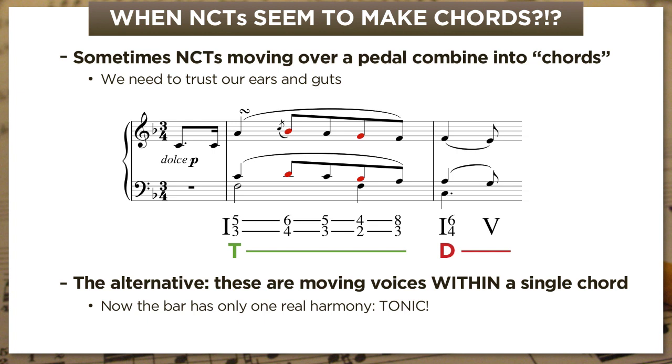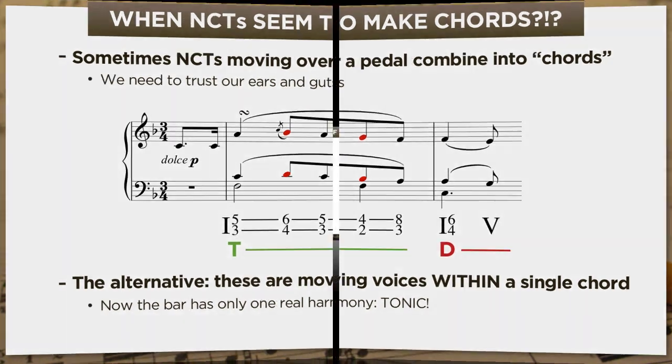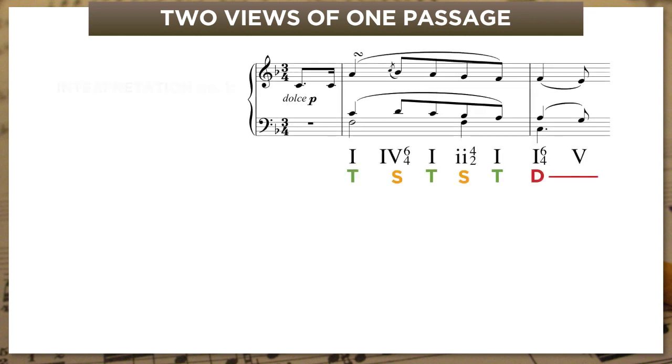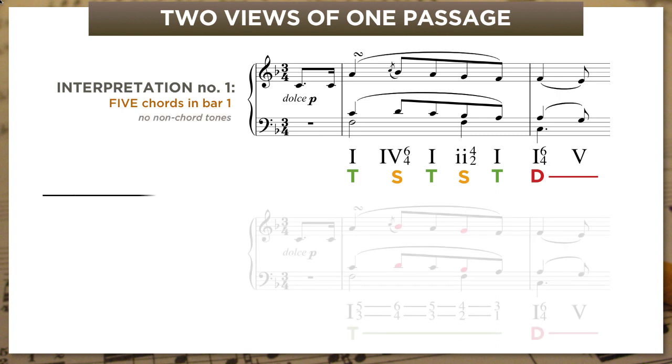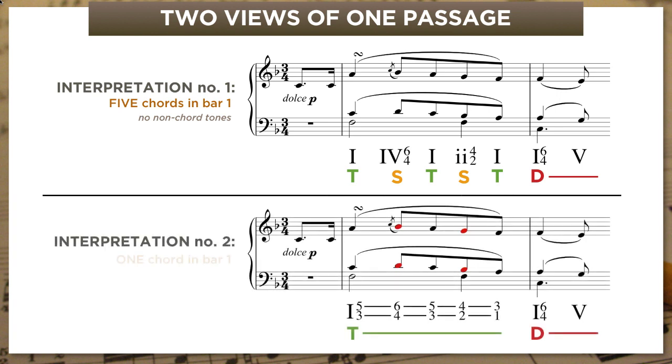So I've just shown you 2 interpretations of the same passage, and I want to put them side by side so you really understand why they're different and what's at stake. Here's interpretation number 1, which puts 5 distinct chords in the first bar alone with no non-chord tones. And here's interpretation number 2, which hears only 1 chord in bar 1, but one that's decorated with moving lines that pass through 4 non-chord tones.